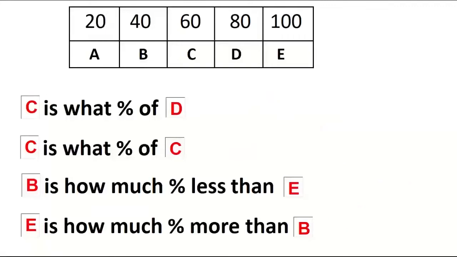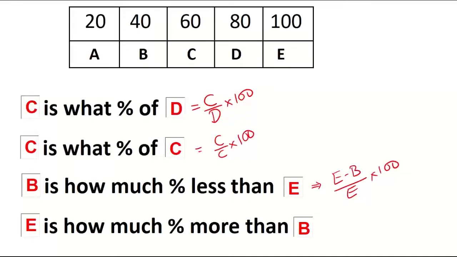Let's take a few more examples. C is what percent of D? First, C over D into 100. C is what percent of C? It's simply C over C into 100. B is how much percent less than E? It has to be E minus B divided by E into 100. E is how much percent more than B? So it has to be E minus B divided by B into 100.